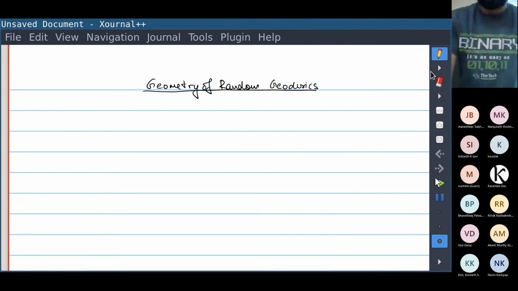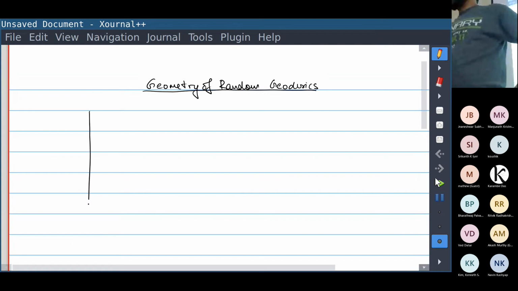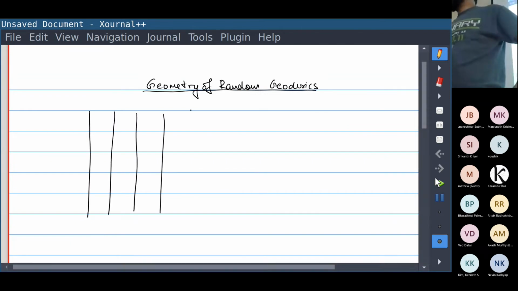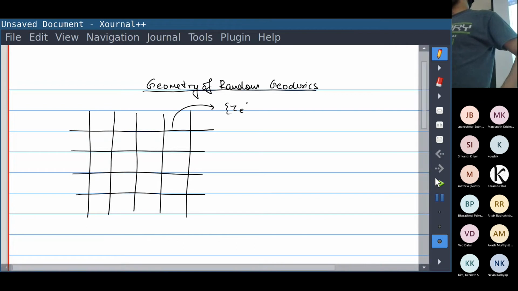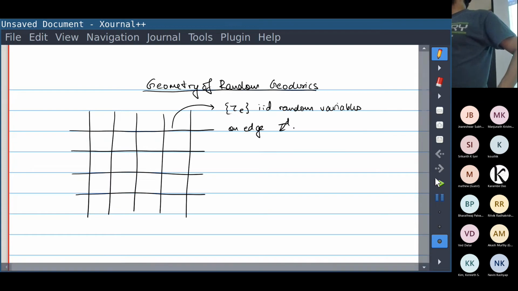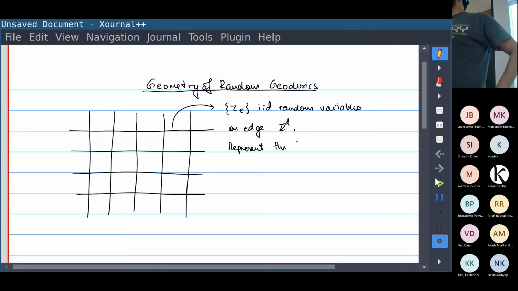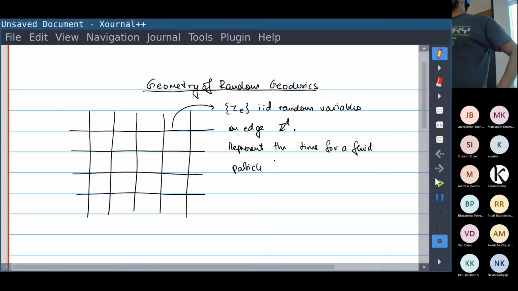Sorry, it's a bit messy managing so many screens. Let me try again. Okay, so the description of the model is you can do it on many different spaces, but classically it was always described on the lattice. Basically, I'll give you a field of IID random variables on the edges of Z^d, and these represent the time for a fluid particle to cross the edge.